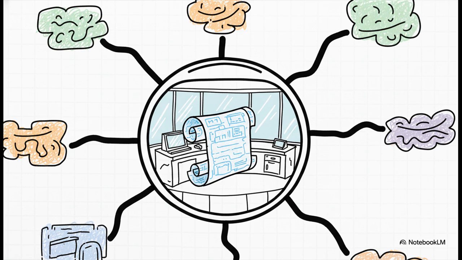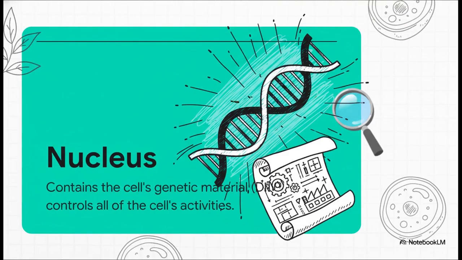Of course, every well-run factory needs a main office, a control center, a CEO's office where the big decisions get made, and most importantly, where the master blueprints are kept safe. For the cell, that's the nucleus. And this is mission control right here. The nucleus houses the DNA. That's the factory's master blueprint. And it's not just sitting there collecting dust, it's constantly sending out memos and instructions that direct everything from making new parts to repairing damage. Without the nucleus, the whole factory would just grind to a halt.